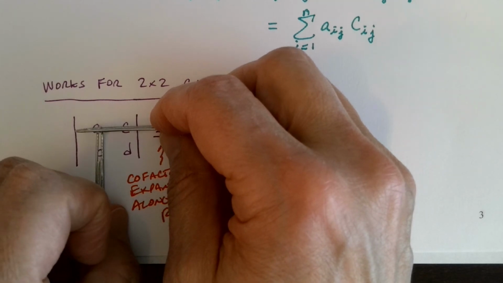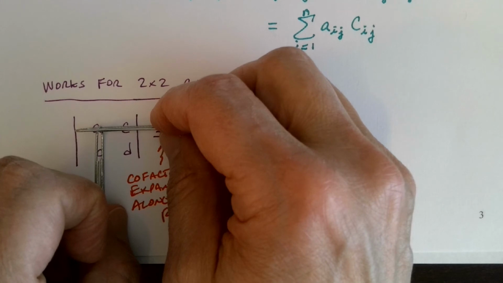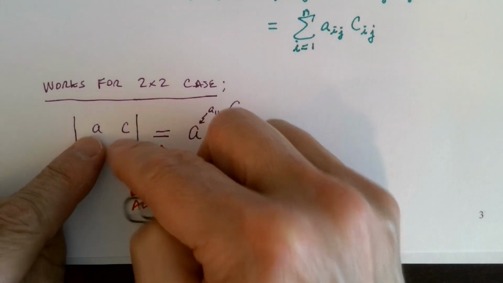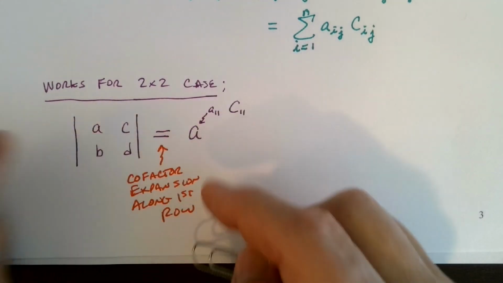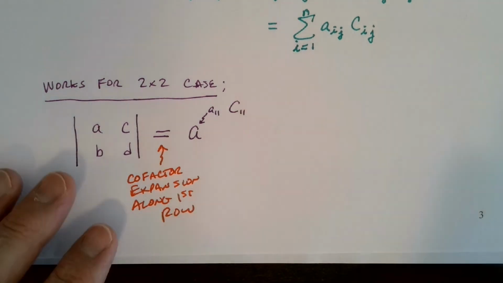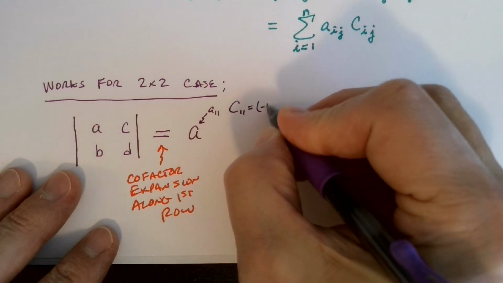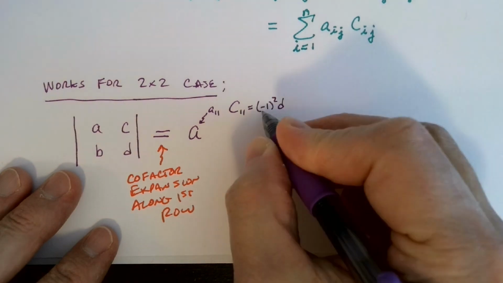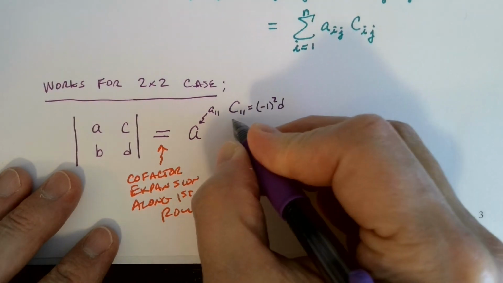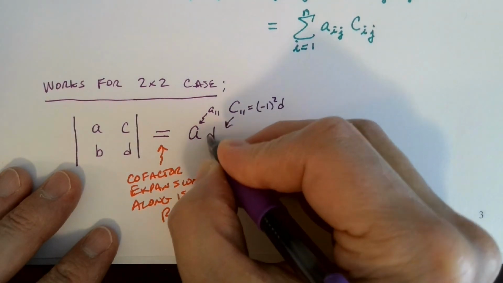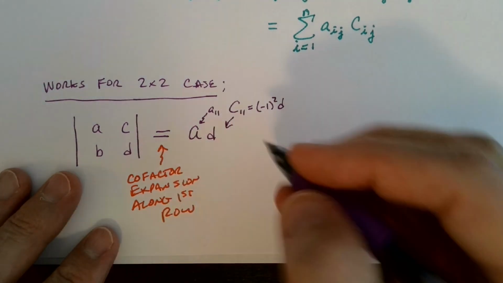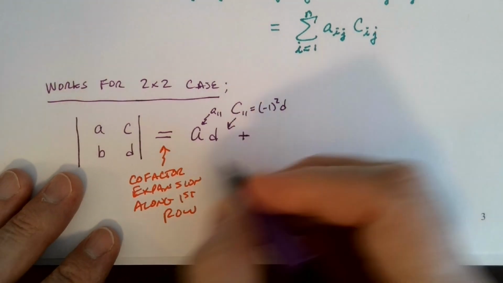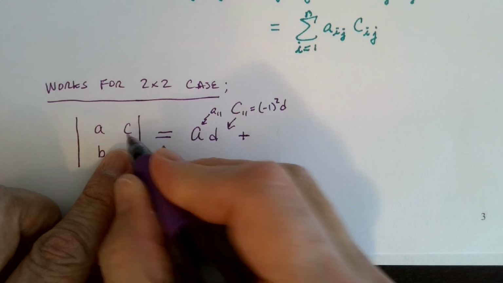And then don't forget the cofactor is what? -1 to the i plus j. Well, we're in the first row, first column, 1, 1. So that's going to be (-1) to the 1 plus 1, squared, times D. So negative 1 squared is positive 1, times D. So we get D. Well, that's good. That's the AD.